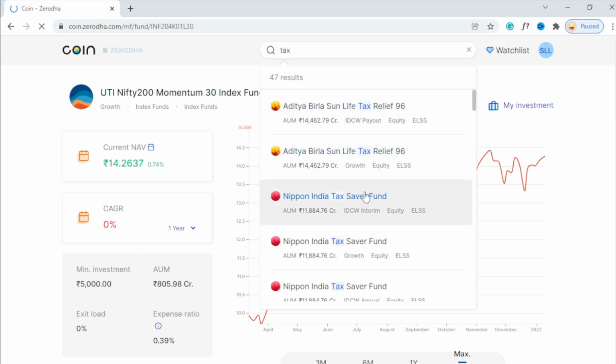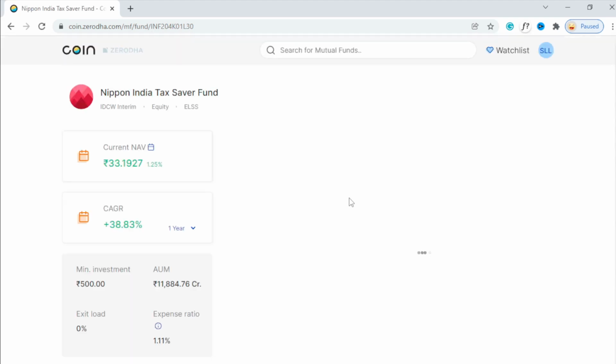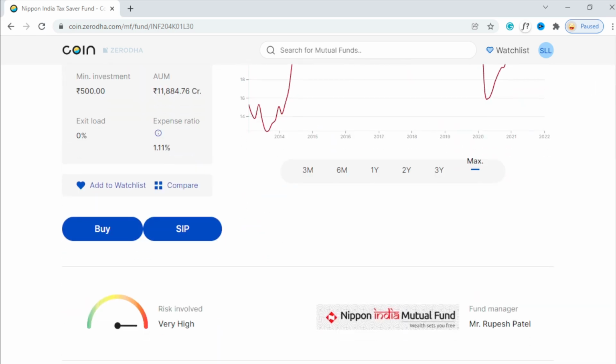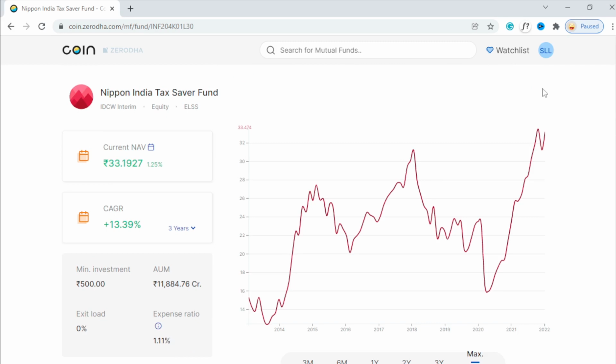Like let's open Nippon India Tax Saver Fund. So these, as I said, come with a lock-in period. And if you see the CAGR for 5 years, it is somewhere around 7.33, and for 3 years, it is somewhere around 13.39, which is good, because on top of this, if you are in the 30% slab, and if you are investing somewhere around 1.5 lakh, you can save somewhere close to 45,000 per year. So 45,000 plus 13% CAGR is a very good amount. It comes to a very good CAGR.